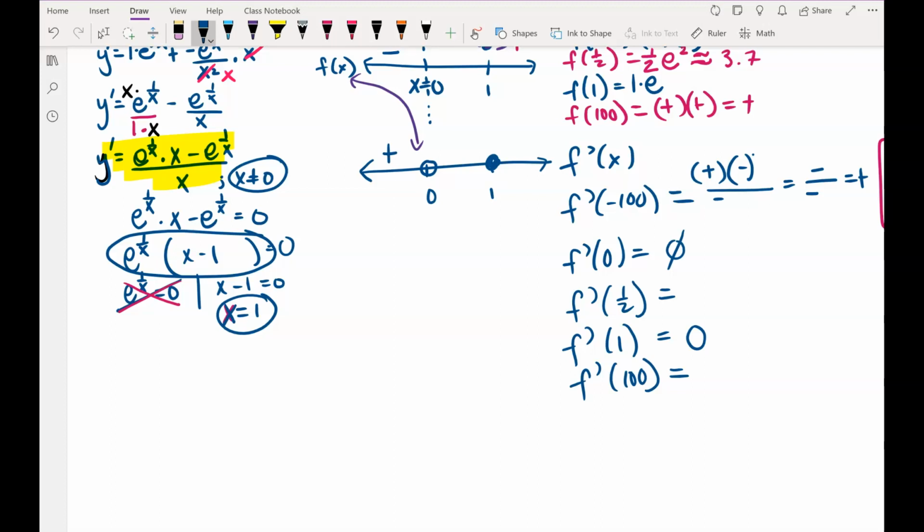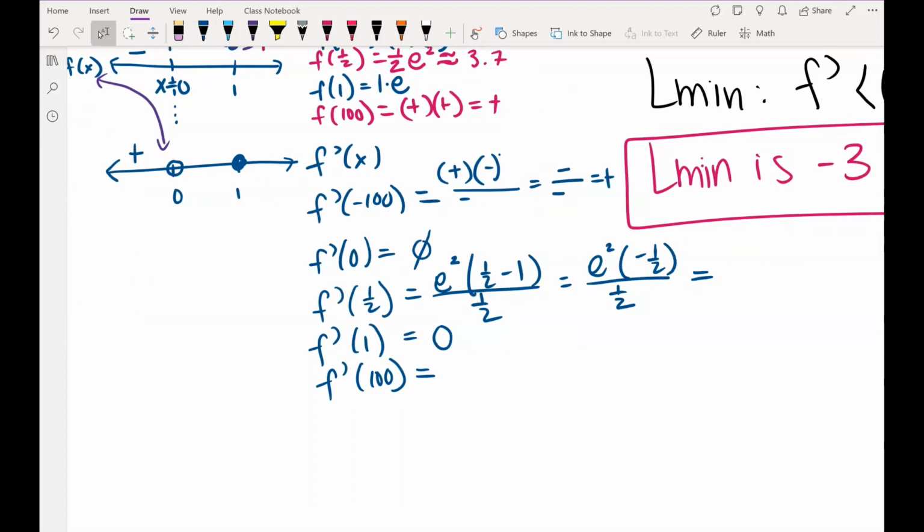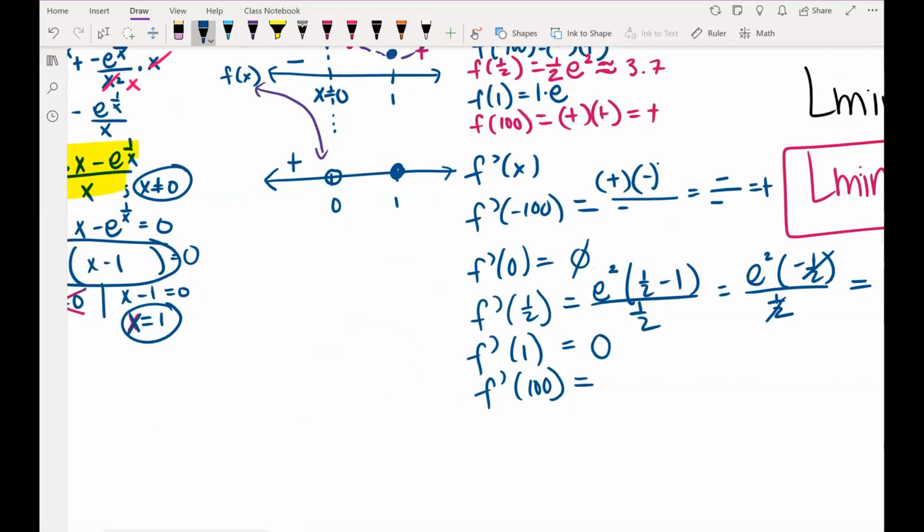All right, let's do 1/2. E to the 1 over 1/2 is e to the 2, so e squared, and then we got 1/2 minus 1, which is going to be negative. And then this is divided by 1/2. You can see that this is going to reduce a little bit, so I should have a negative e squared. That's going to be somewhere down here.